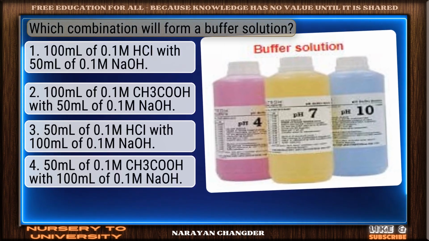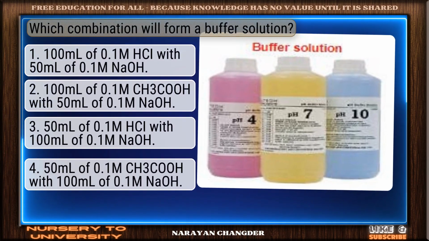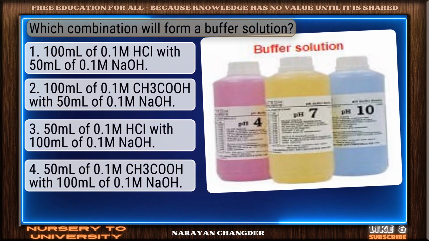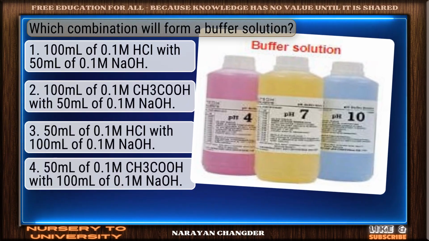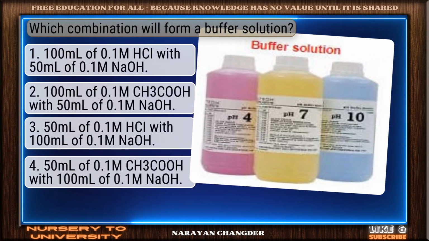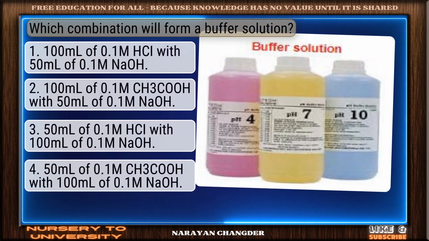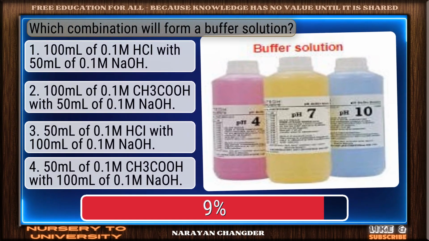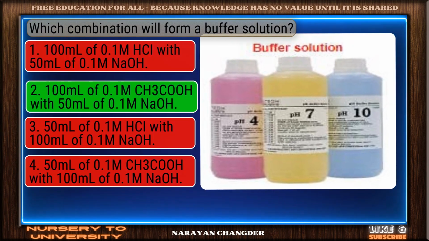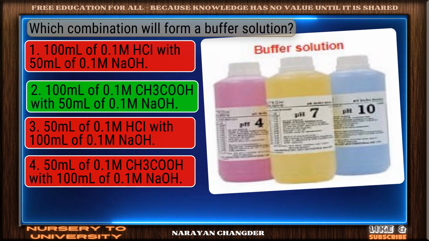Which combination will form a buffer solution? Option 1, 100 ml of 0.1 HCl with 50 milliliters of 0.1 NaOH. Option 2, 100 ml of 0.1 CH3COOH with 50 ml of 0.1 NaOH. Option 3, 50 ml of 0.1 HCl with 100 ml of 0.1 NaOH. Option 4, 50 ml of 0.1 CH3COOH with 100 ml of 0.1 NaOH. That's 100 ml of 0.1 CH3COOH with 50 ml of 0.1 NaOH.